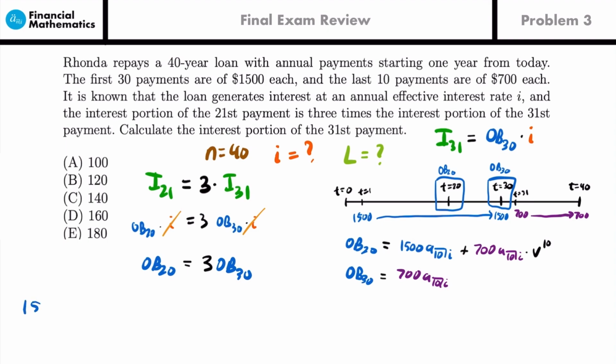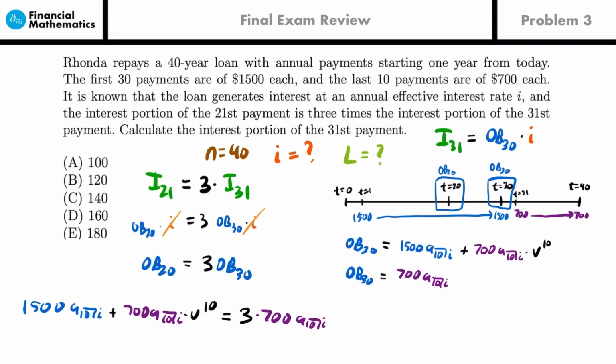We'll have 1,500 times A10 bracket I plus 700 times A10 bracket I times a present value factor to the power of 10 is equal to 3 times OB30, which is 700 times A10 bracket I. So we're multiplying by 700 A10 bracket I.